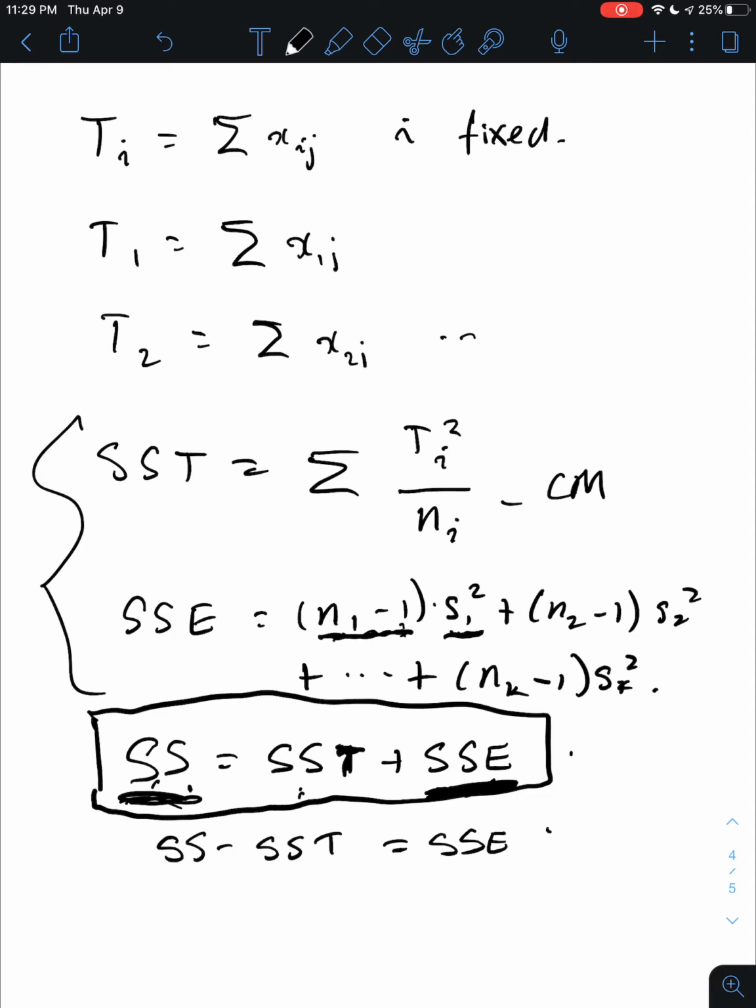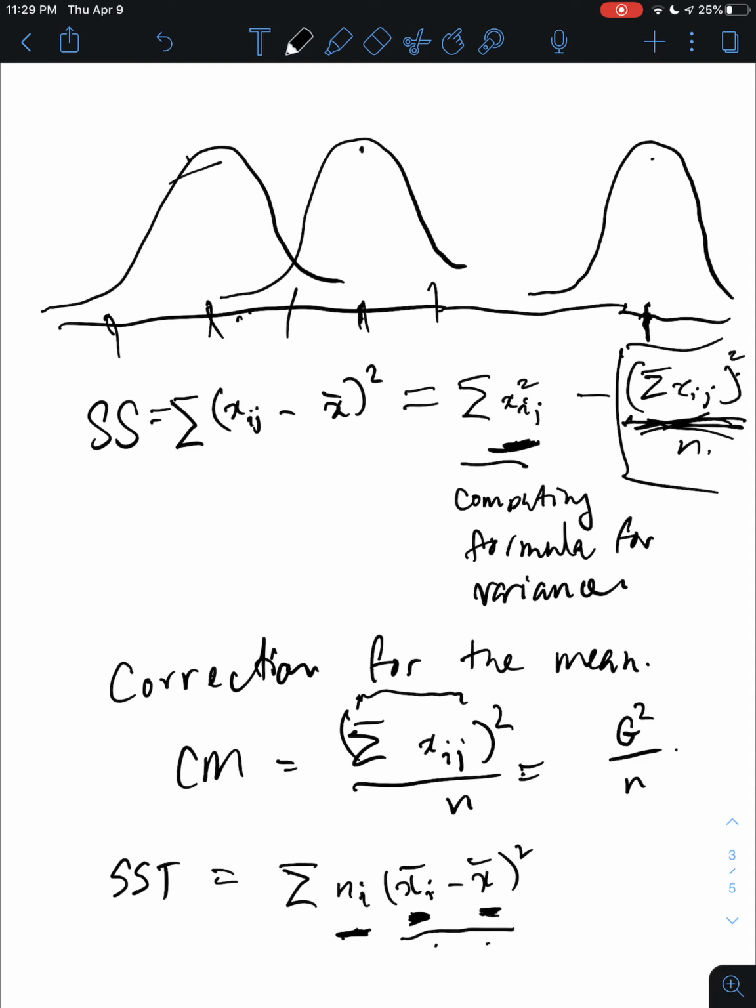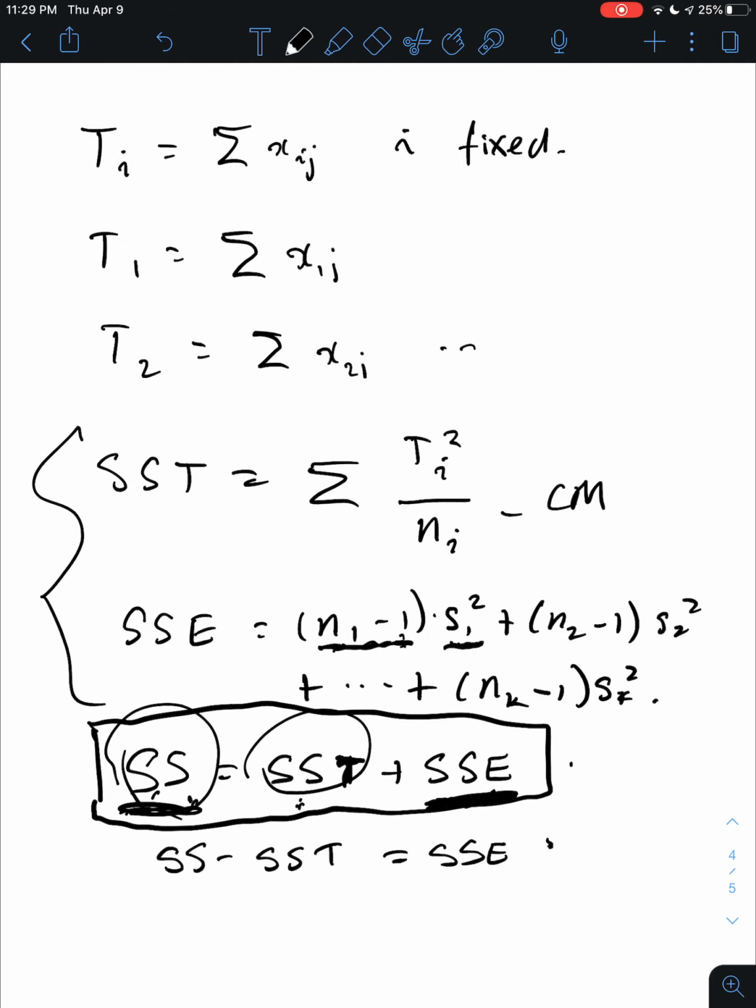In a test situation, an exam situation, I'm going to save you even more work. I'm not going to ask you to calculate these. I'm going to give you SS and SST, and then you can figure out SSE without much fuss based on this formula. Right? So, I could easily ask you to figure out what SS is from this formula, and then I could ask you to figure out what SST is from this formula.